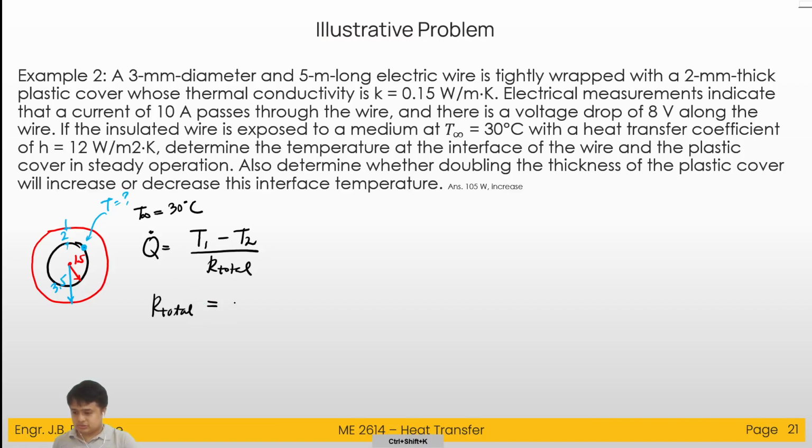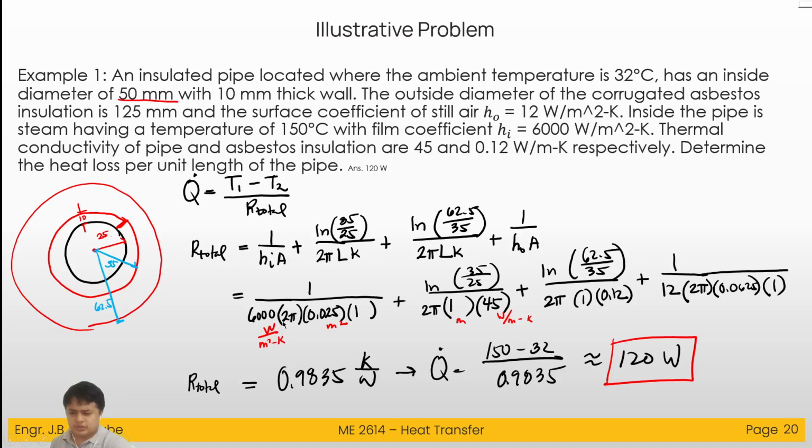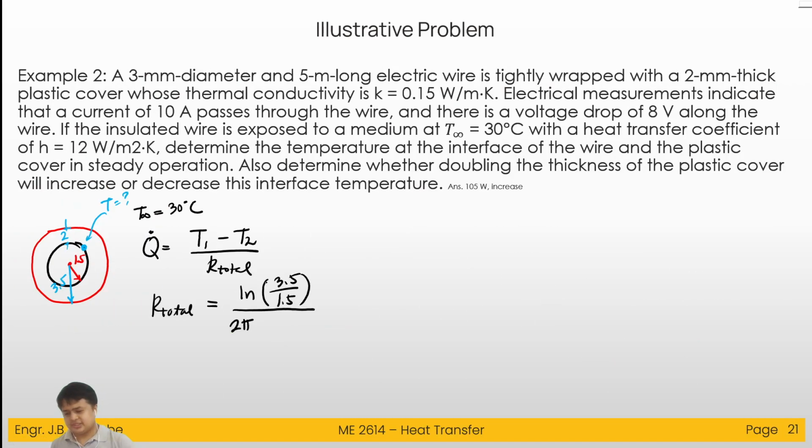So for the conduction, you have ln of 3.5 over 1.5, the ratio of the outer and the inner radius. Diameter will also work, actually. And then you have 2 pi KL. Sorry, I always forget the formula. L is 5 meters long, so 5, and then the K here is 0.15. Okay, so this is for the conduction part.